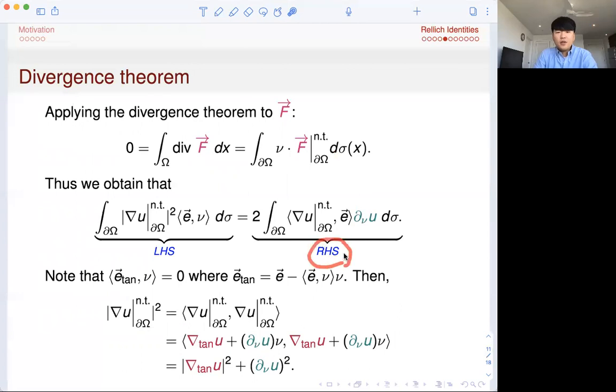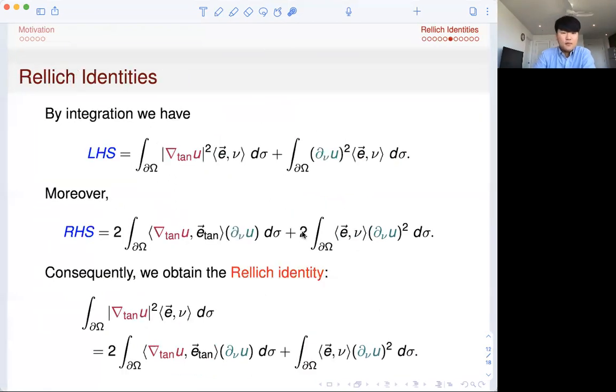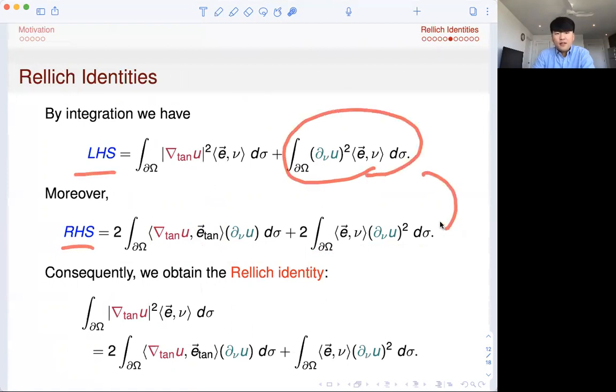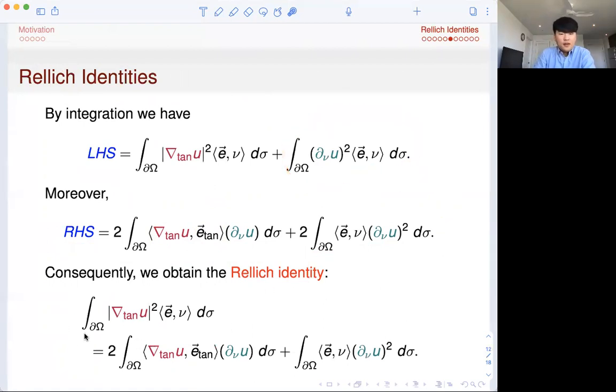Moreover, for the right-hand side, we can decompose this gradient of u into the tangential gradient and the normal component. Then we have this. For the first term, E' was originally just E, but by the orthogonality of the tangential gradient of u to the normal vector, we can replace it by E'. And the left-hand side was equal to the right-hand side, so this second term can be absorbed into the right-hand side. Then we get this identity, which is called the Rellich identity.